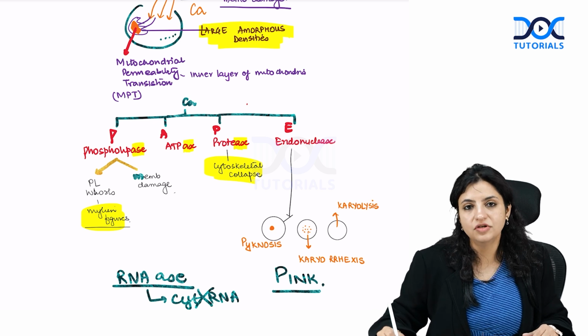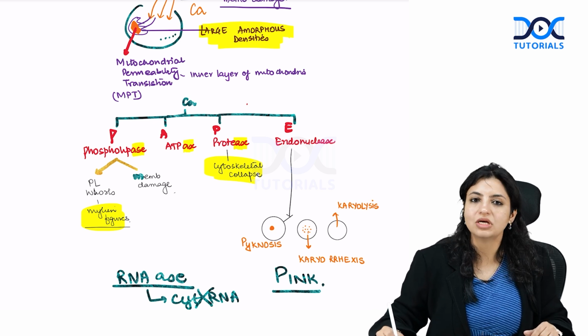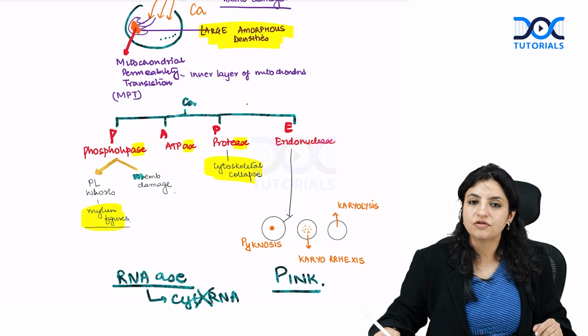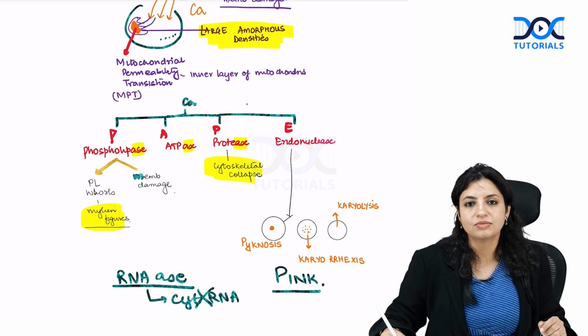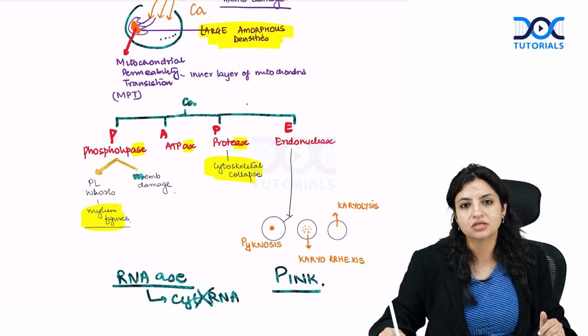So those are the classical features of irreversible cell injury, which you should be clear about. They can ask you what are the differences between reversible and irreversible cell injury, and you should be super clear in answering that.